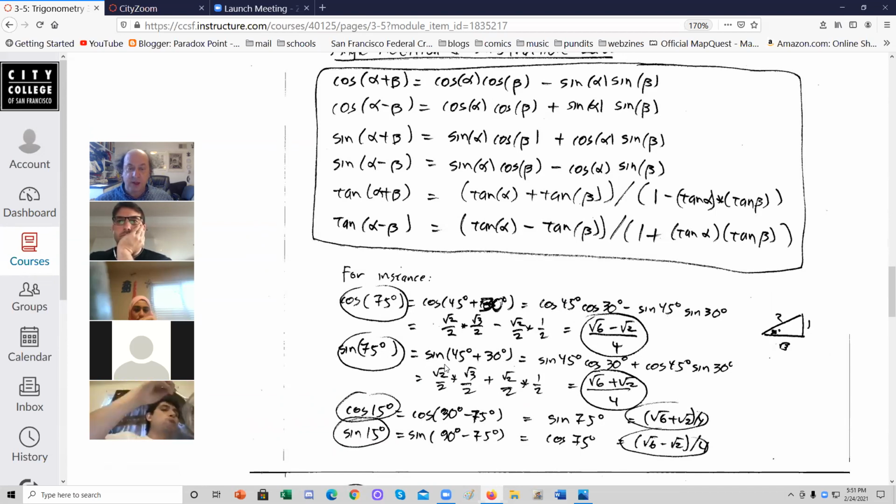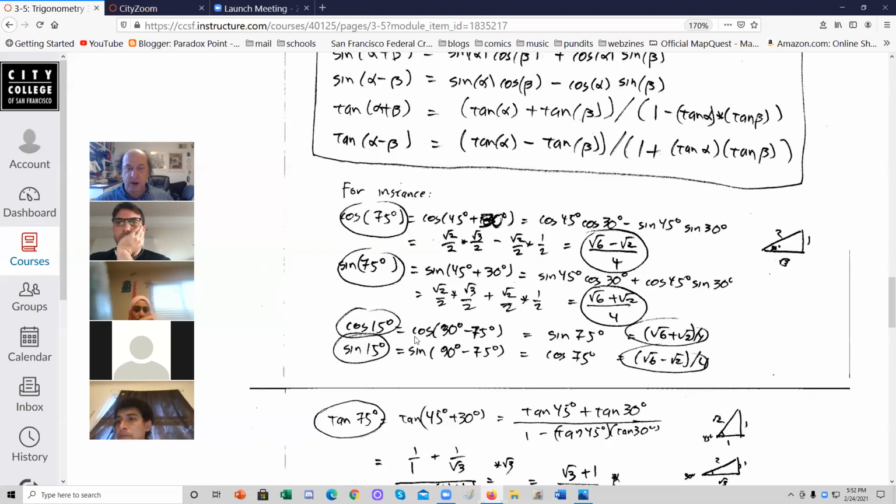Sine of 75, excuse me, is sine of 45 plus 30. So sine cosine plus cosine sine. Sine 45 is root 2 over 2. Cos 45 is root 2 over 2. Cosine 30 is root 3 over 2. Sine 30 is 1 over 2. And so after a bit of work, it's root 6 plus root 2 over 4.